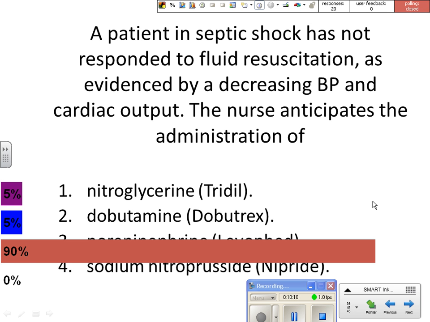So Dobutrex, what is that? That's a positive inotrope. It improves cardiac contraction, but what does it do to the blood vessels? Relaxes them, lowering the blood pressure. So the one that we're going to give for the majority of patients in septic shock is going to be a vasopressor, norepinephrine, Levophed.